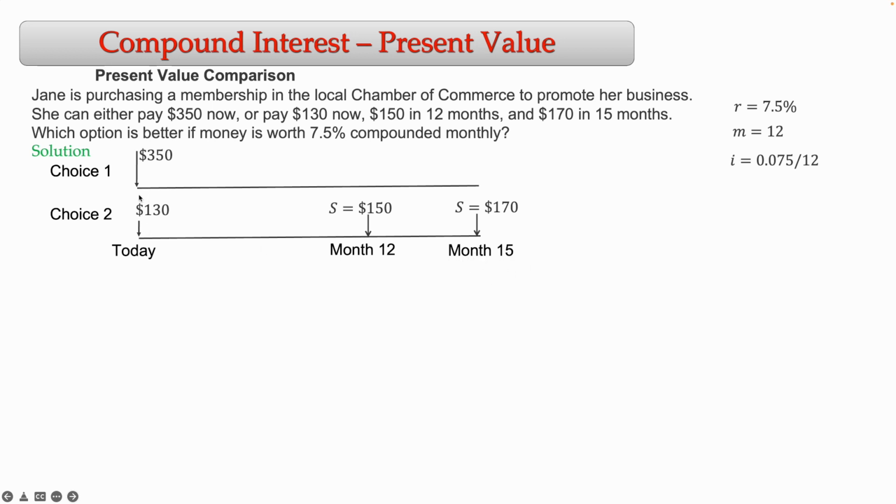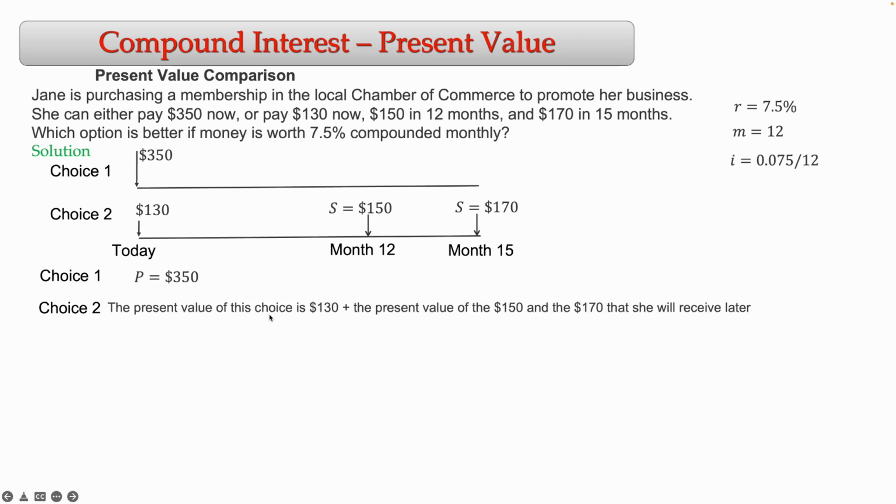So we need to compute both present values, but the present value of the first one is very easy because there is only one amount and it's today. In choice 1, the present value is 350. You don't need to do anything. In the second choice, you need to compute the 3 present values. Actually 2, because the first one is today. So the present value of 130 is $130. So for choice 2, the present value will be 130 plus the present value of this 150 and this 170 that she will pay later.